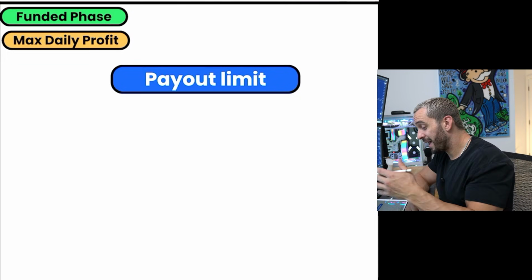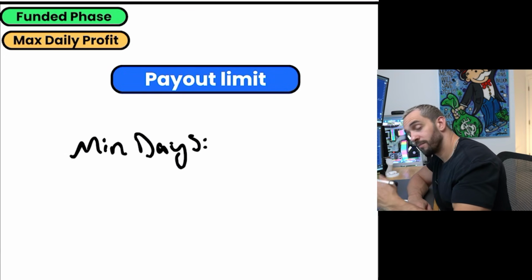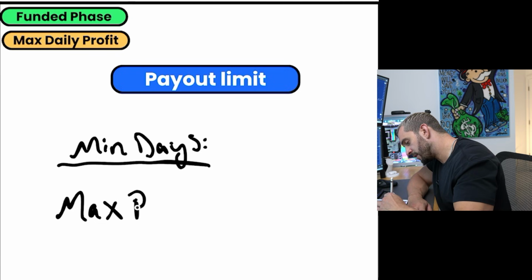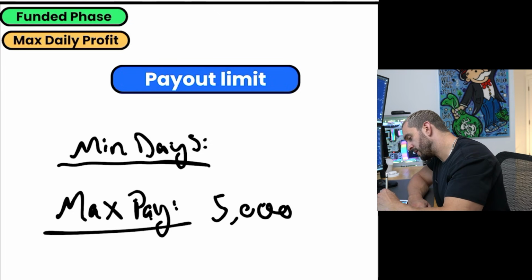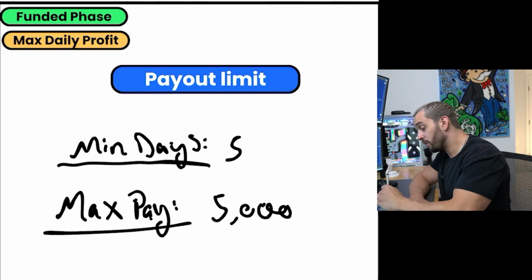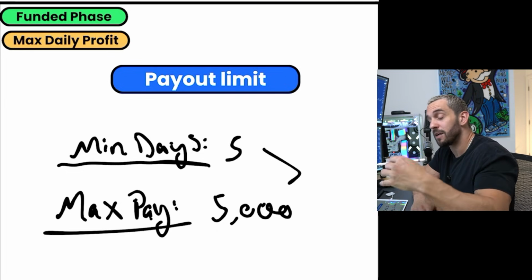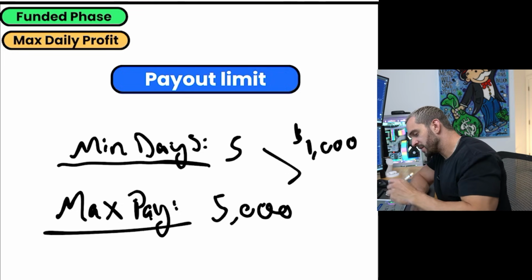Now, if you have a prop firm that has a payout limit, there are 2 things that I want to know. Number 1 is the minimum trading days before I can get a payout. The minimum days matter when you're reverse engineering this part. I also want to know what the maximum payout is. So for an example, let's just say your maximum payout is $5,000 and your minimum days is 5 days. Right? So your maximum daily goal from this would be what? What's the most you would make in order to max out this payout? $1,000.